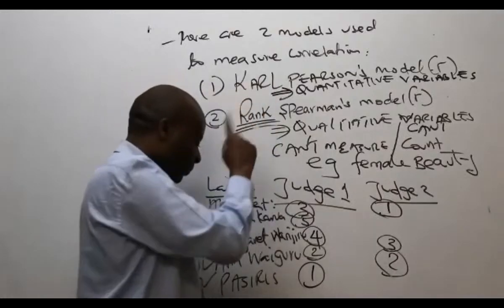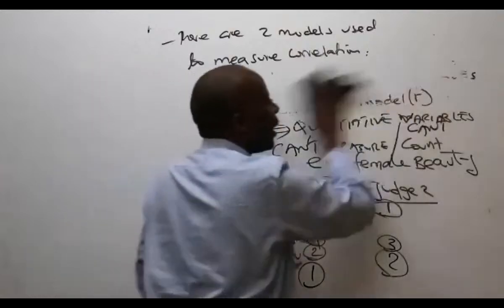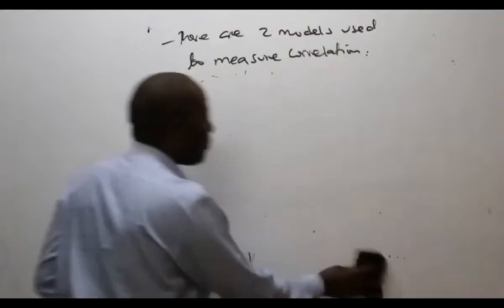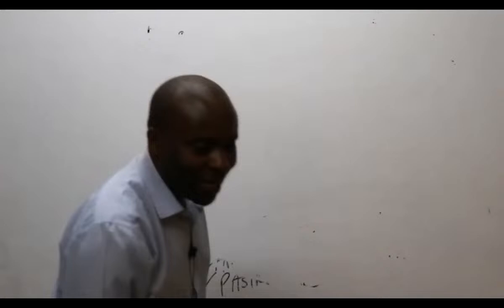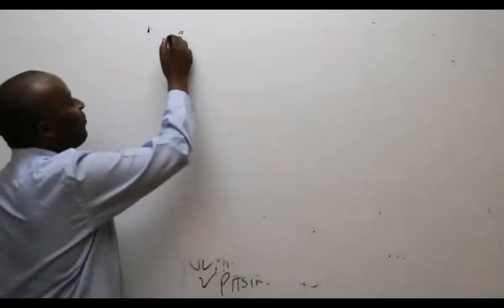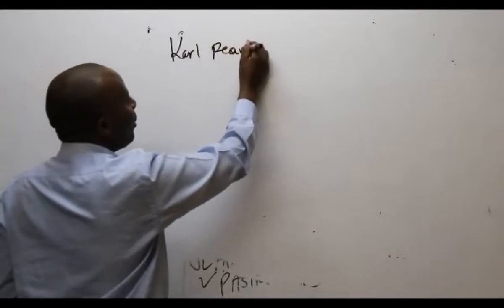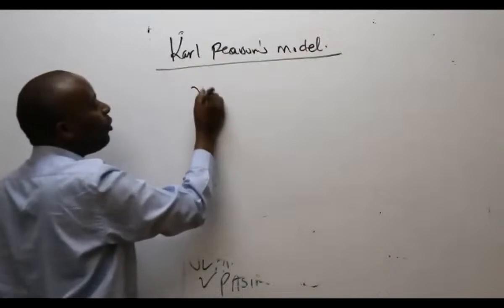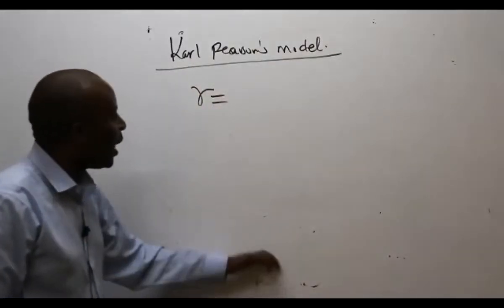Ladies and gentlemen, let's get back here. Please write for me Karl Pearson's model. For Karl Pearson's model, I need to know the formula of getting R.